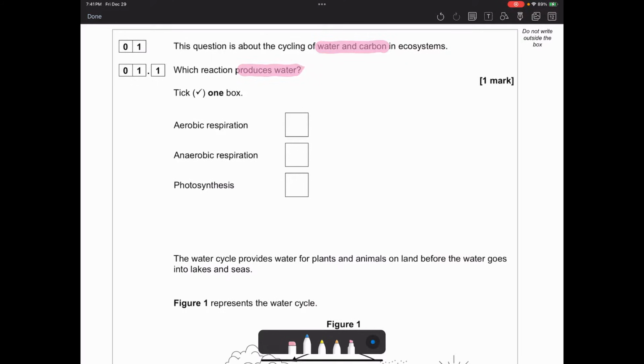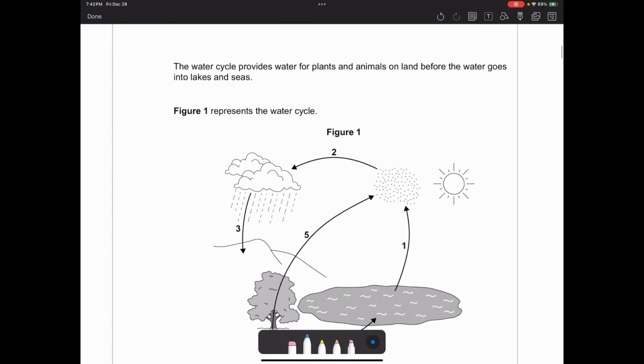If I go through the options, I've got aerobic, anaerobic and photosynthesis. I should be thinking, right, anaerobic, this is the one that makes lactic acid. So this one doesn't make water. Lactic acid is the only product there. And photosynthesis, well, plants take in water, so it's not going to be that one. It is aerobic, and if you remember the equation, glucose plus oxygen makes CO2 and water.